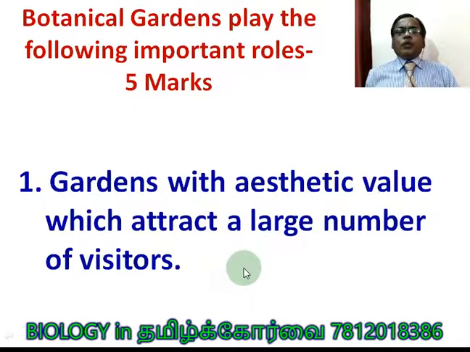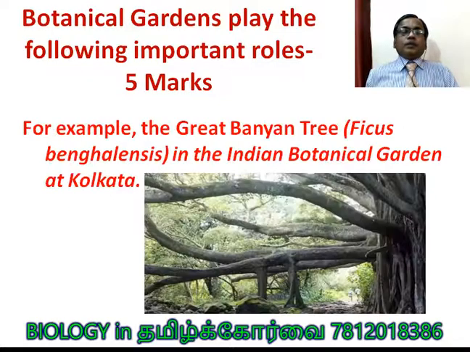Garden with aesthetic value which attracts a large number of visitors. So having aesthetic value, then naturally the general public will be the visitors to the particular garden. So that is one of the roles played by the garden. For example, the great banyan tree Ficus bengalensis in the Indian Botanical Garden at Kolkata, right? Such a large tree attracts the general public. They want to see how this banyan tree is branching. They want to enjoy under the shade of this banyan tree. So that is called aesthetic value.